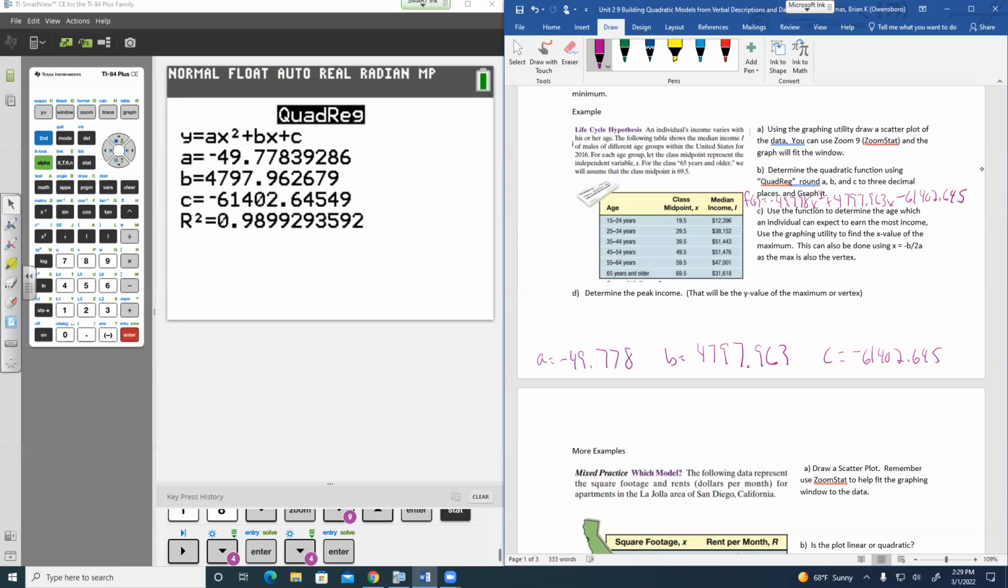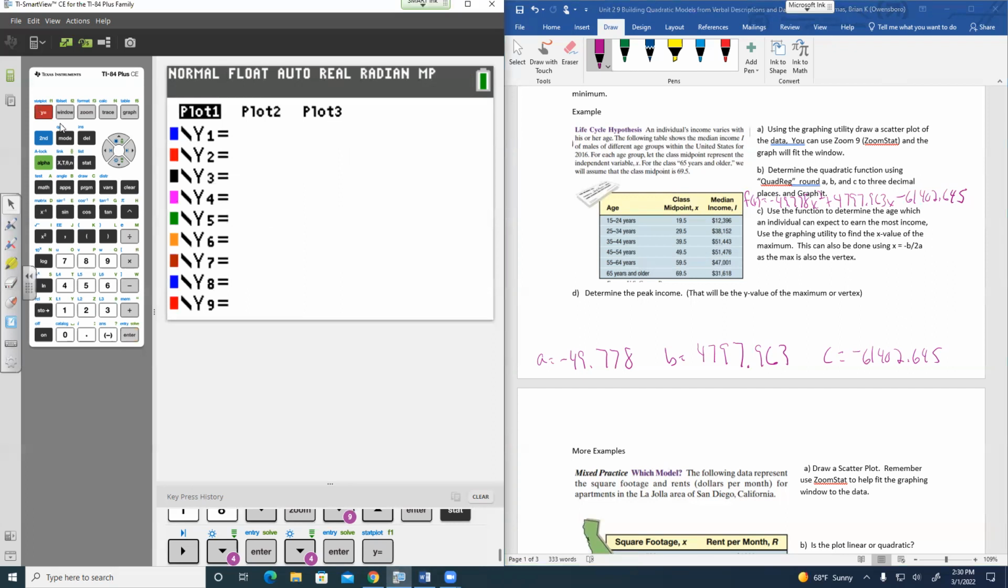So that would be our actual equation. So we're now going to use this function to determine the age at which an individual can expect to earn the most income. We're going to use the graphing utility to find the x value of the maximum. And this can also be done using x equals negative b over 2a to find the x value, which can lead us then to finding the actual income. So I'm going to go ahead and try to graph this.